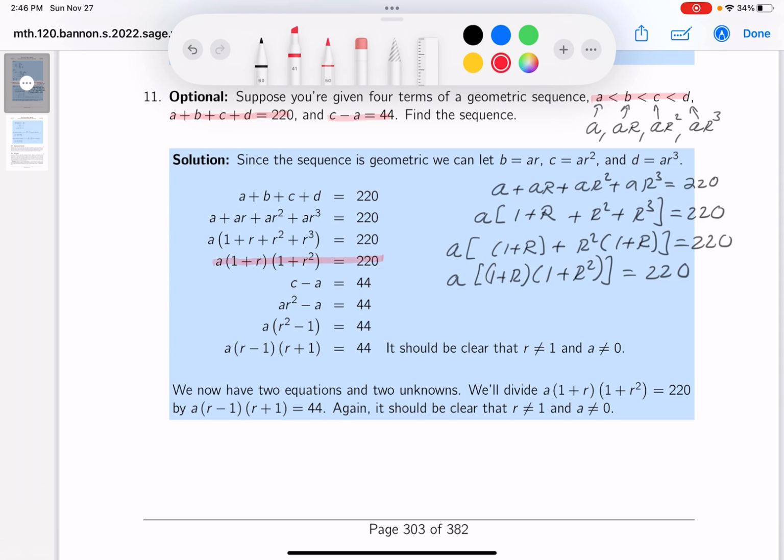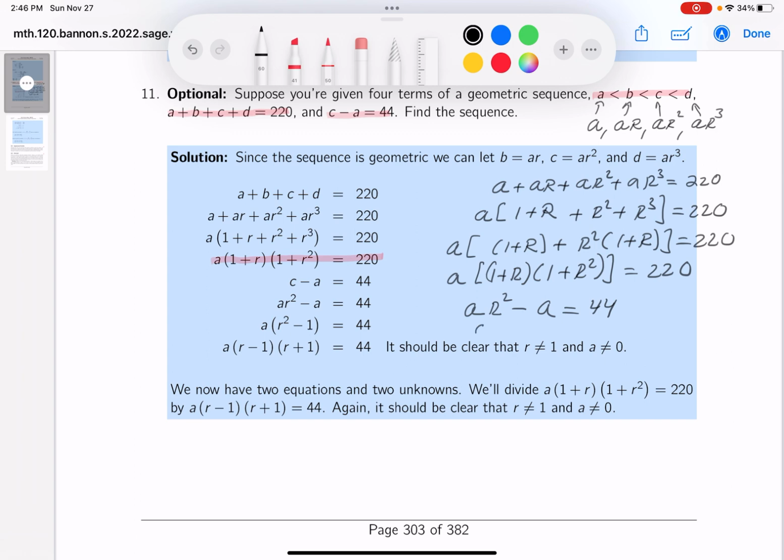Let's look at the next thing they've given us, which is C minus A. What's C? C is AR squared, minus A, and they say it's equal to 44. All right, let's factor that. What do you get there? A times (R squared minus 1) equals 44. If you factor that, you get A times (R plus 1) times (R minus 1) equals 44. That's right here.